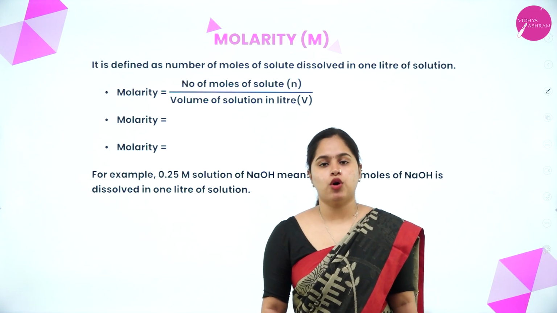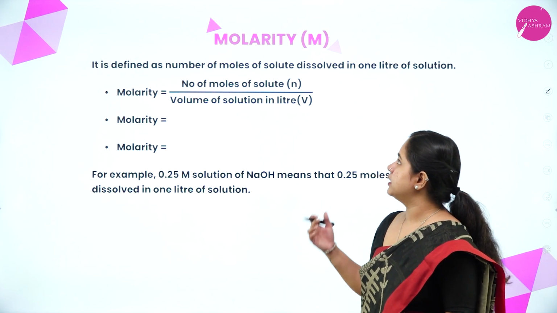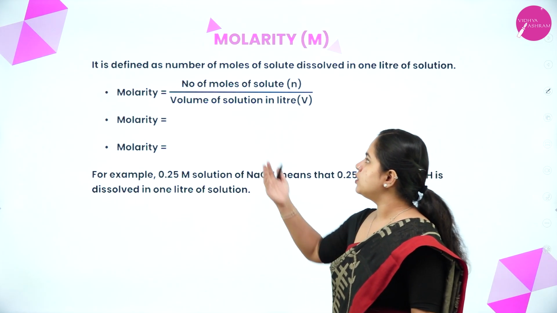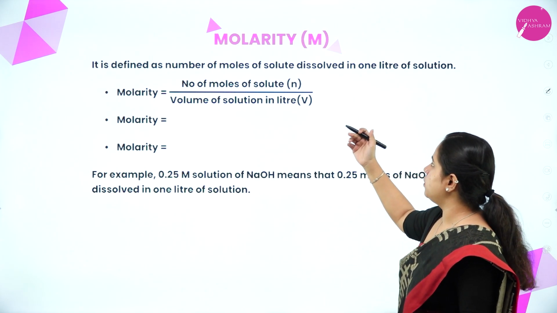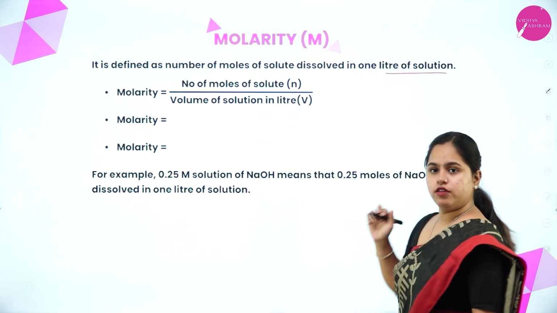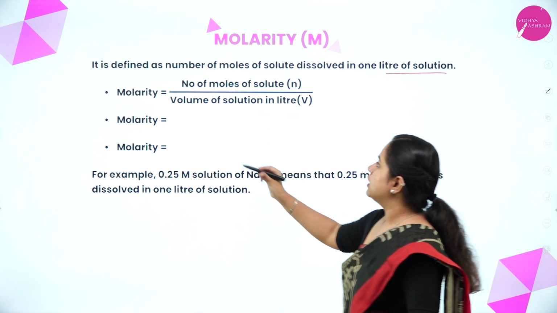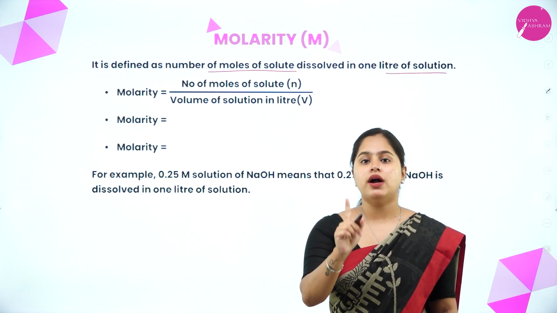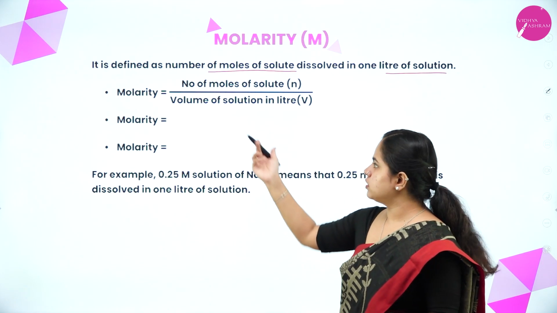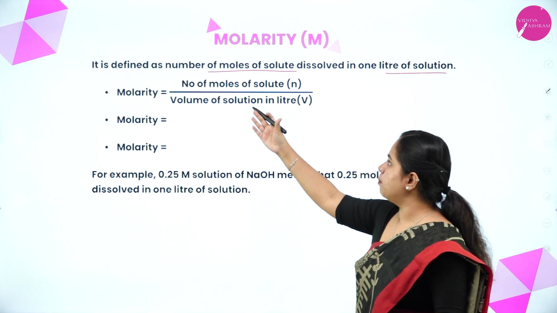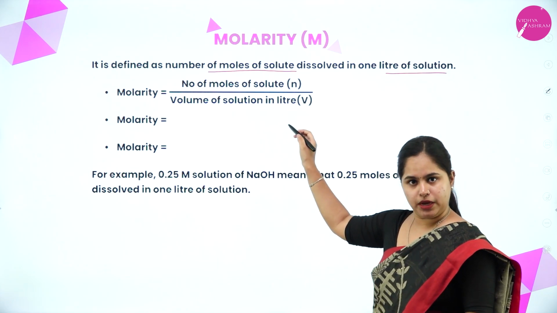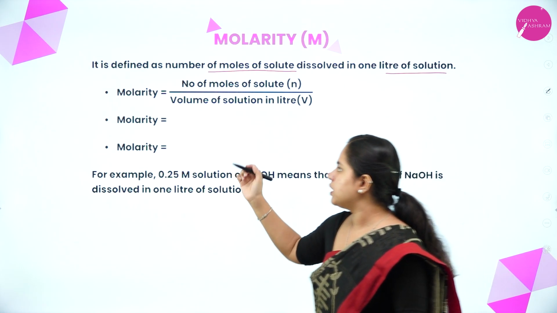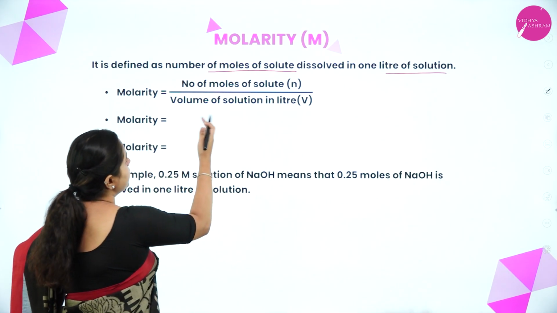So now let's move on to our third concentration term, that is molarity, which is represented by capital M. It is defined as the number of moles of solute dissolved in 1 liter of solution. So it is the number of moles of your solute which is present in 1 liter of your solution. So what is the equation? Molarity is equal to number of moles of solute, which is represented by n, divided by volume of solution in liters.